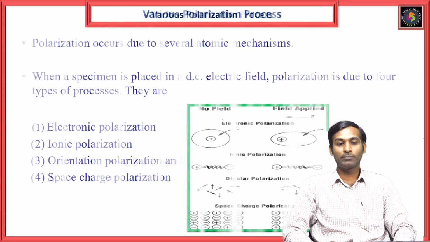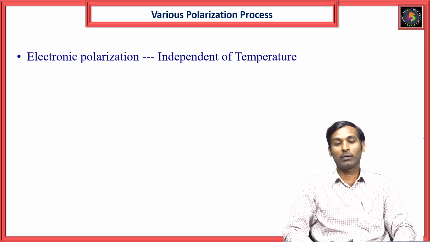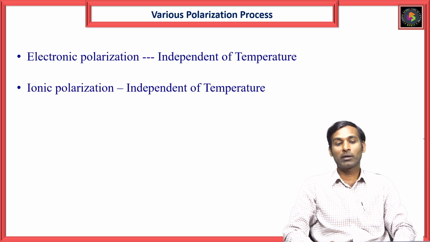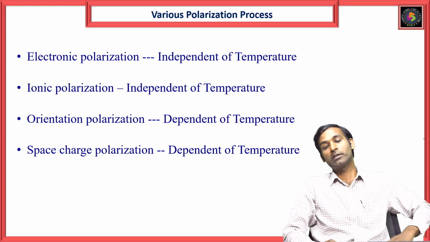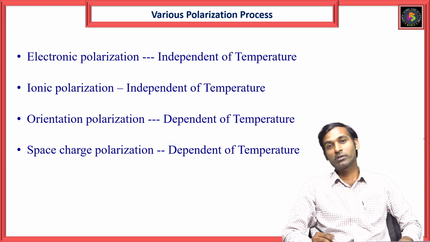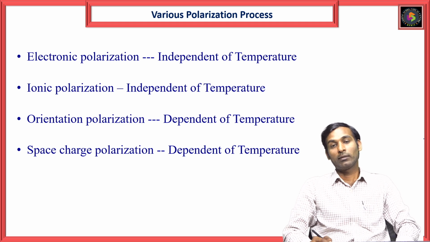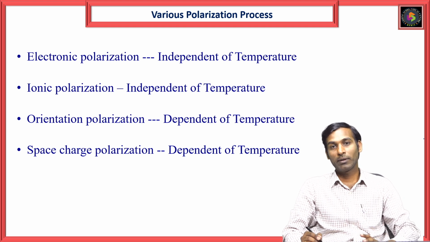Coming to the next slide, see for example electronic polarization, ionic polarization, orientation polarization. In these four types of polarization, temperature is an important factor. Why are we choosing temperature? The characterization of dielectric material mainly depends upon frequency versus temperature. One more time I am repeating the point.